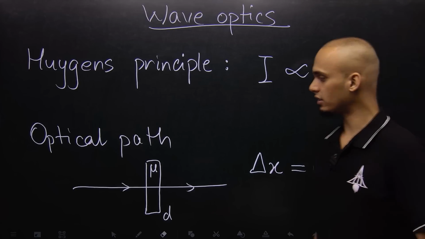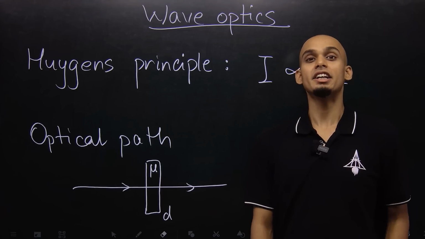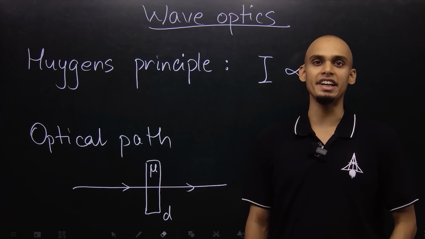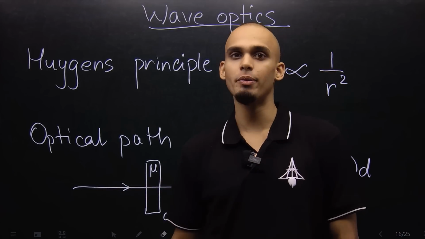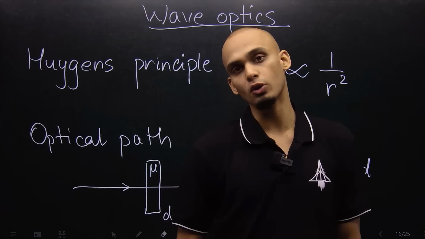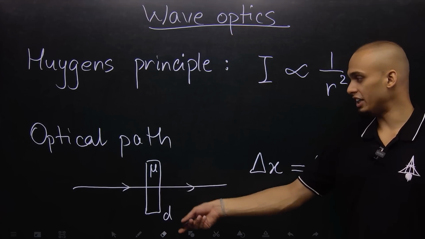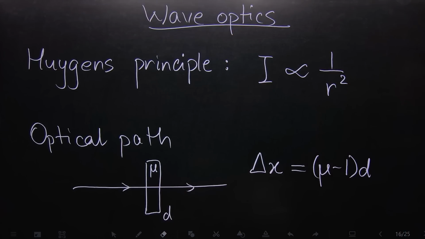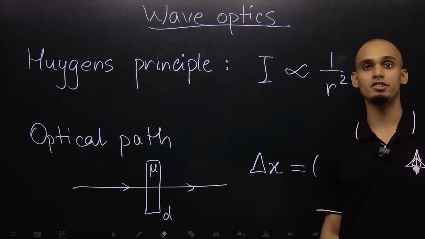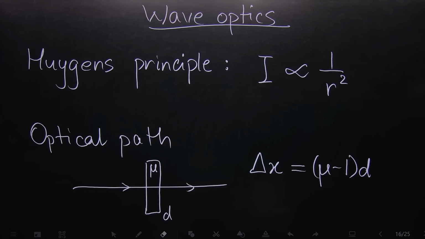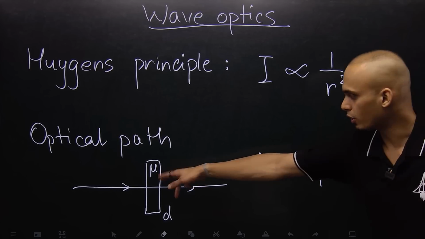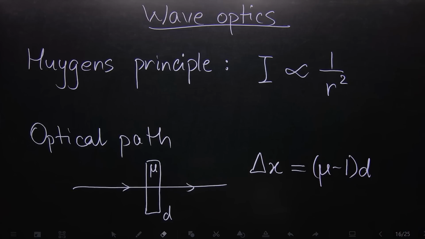And you need to know that the path taken by light depends on the medium in which light travels. If light is traveling in air, then yes, the physical distance traveled by light will be equal to the optical distance also. But if light travels through any medium of refractive index mu and thickness d, then because of the optical density of this medium, light seems to travel an extra path (mu minus 1) times d because of the slab of refractive index mu.